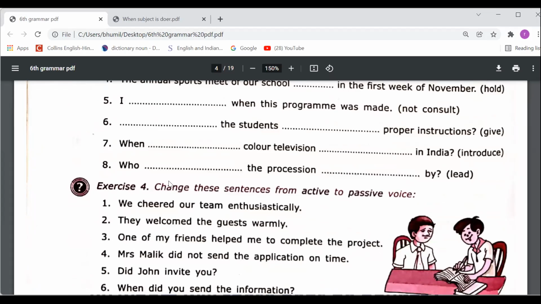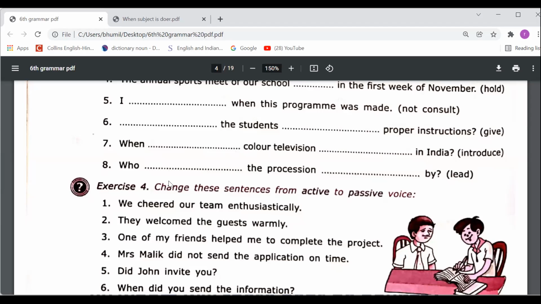In this, the first sentence is: we cheered our team. Firstly, read the question. The question is: change these sentences from active to passive voice. Aapko ye sentences active se passive mein convert karne hain. Now let's change. Our first sentence is: we cheered our team enthusiastically.